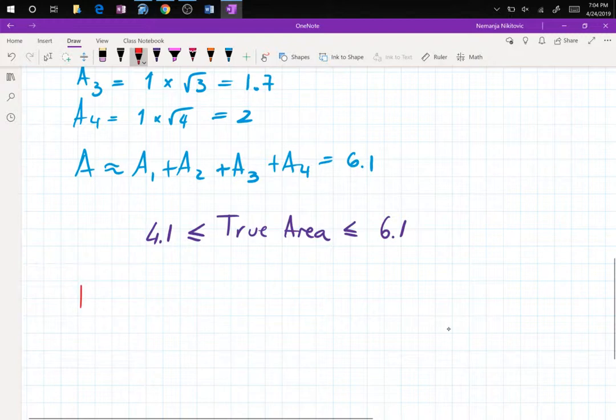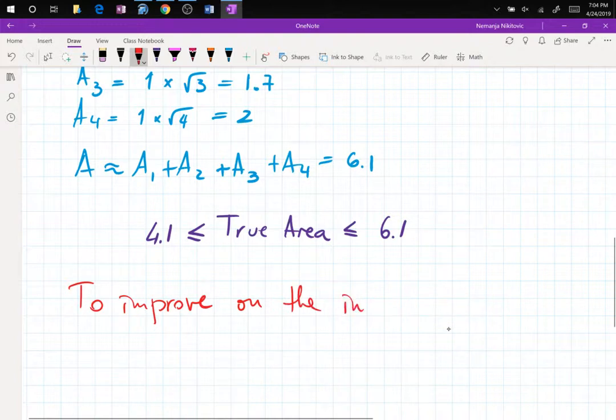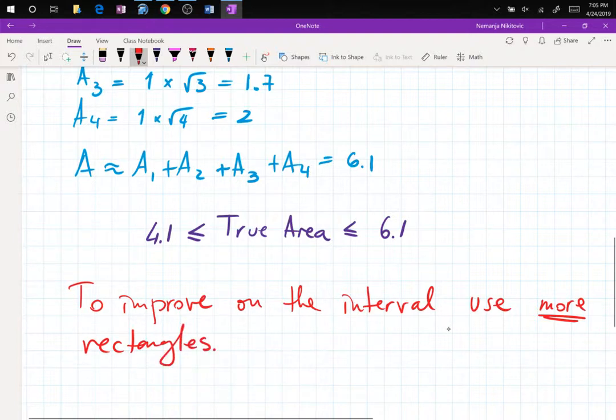So, to improve on the interval, use more rectangles. I used only 4. Go ahead, use 10. And you are going to have better approximation. The more you use, the better your answer is.